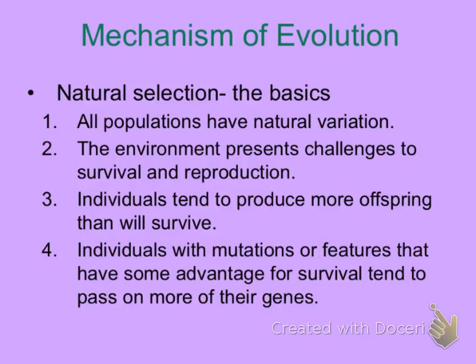So individuals with mutations or features that have an advantage tend to pass on more of their genes. They might have more babies, more of their babies survive, they're better at getting calories for their babies, they're better at escaping from predators. That's the mechanism. That is the mechanism. Natural selection.